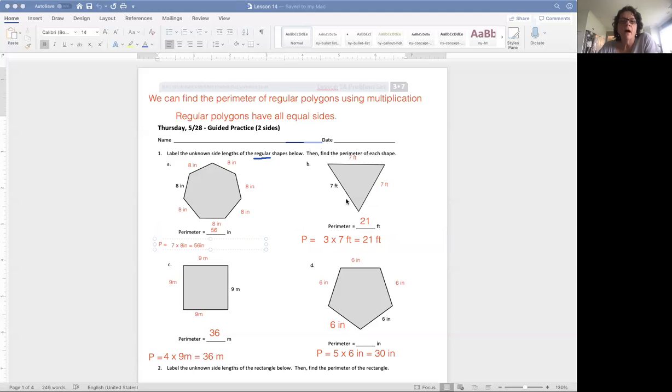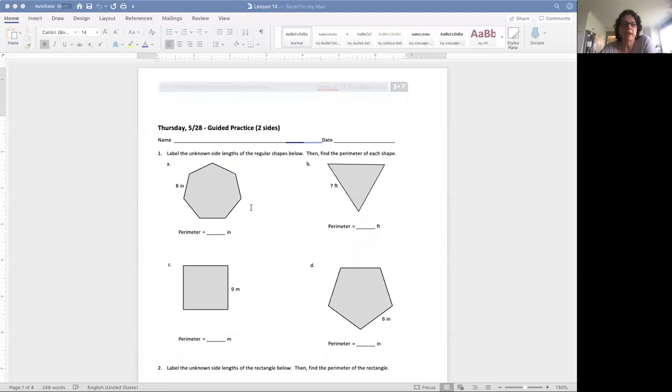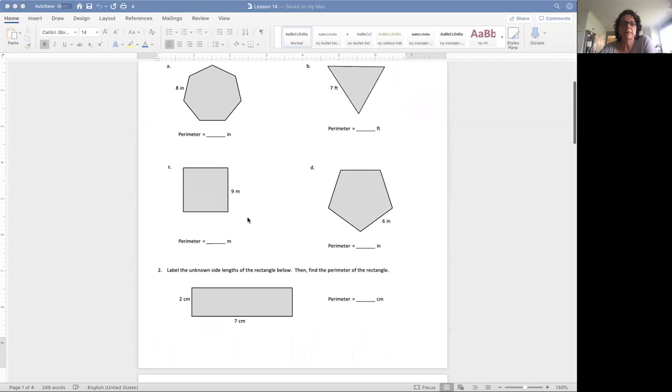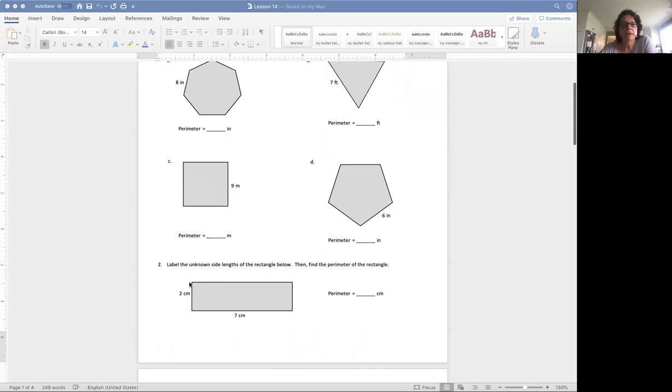All right, all those polygons had the same side lengths for all their sides. I'm going to clear my board and we're going to go down to the bottom of the page. And now we're no longer working with a regular polygon, but we all know what this shape is called. It's a 4-sided polygon with 4 right angles, and it is a rectangle.